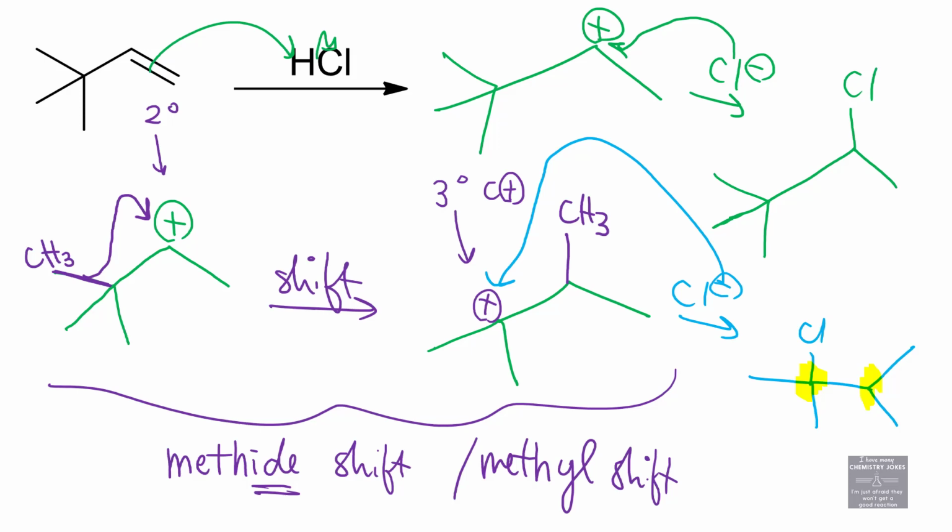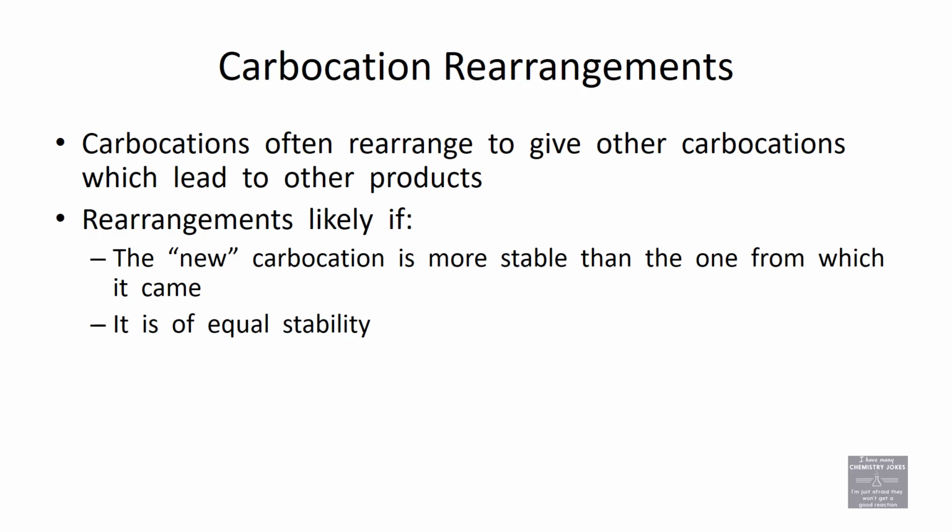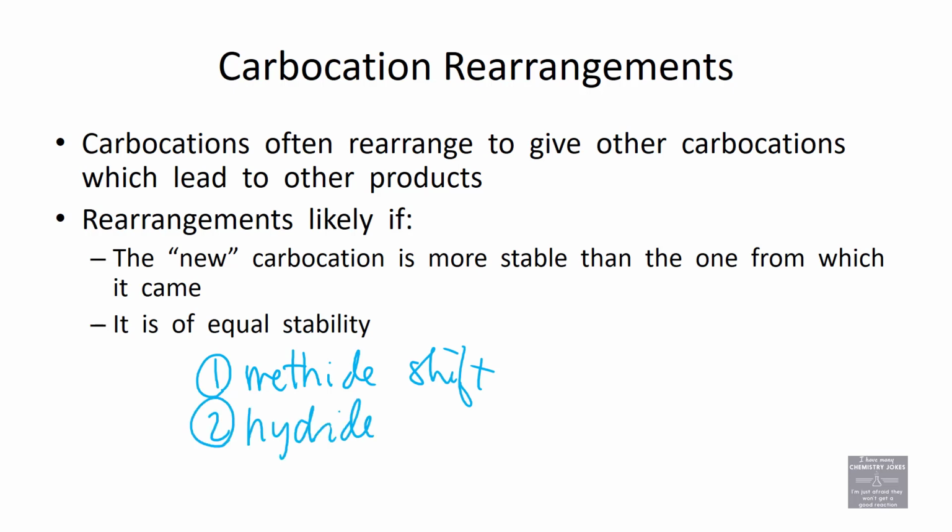And then you tell me, wait, methyl shift, methide shift's not the only kind of shift. It's true. Carbocations can rearrange somewhat frequently. There are three main types of rearrangements. There's a methyl shift, a methide shift, a hydride shift. Any idea why it might be called hydride? That's a hydrogen with its electrons. And we'll say a ring shift.